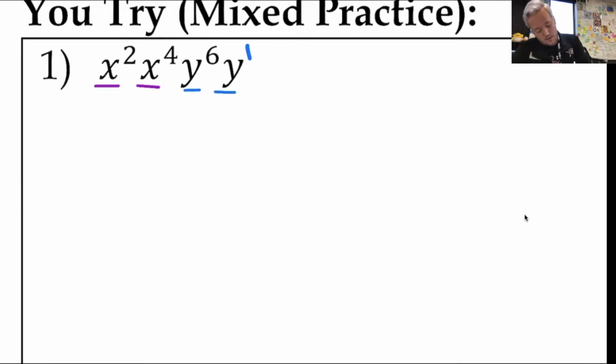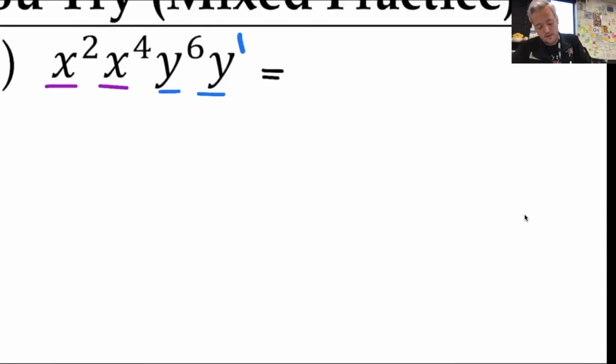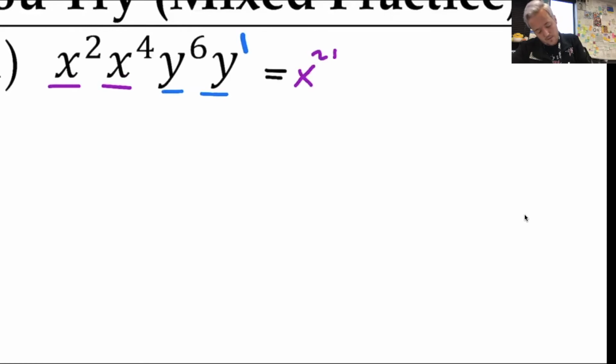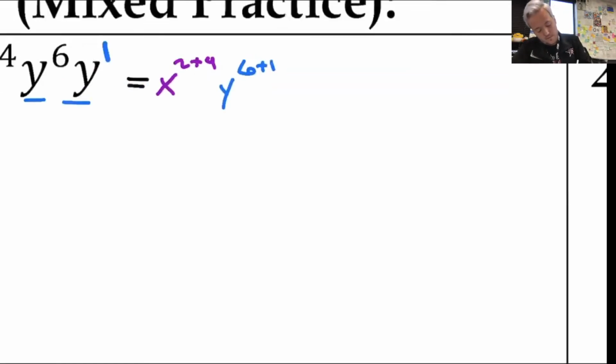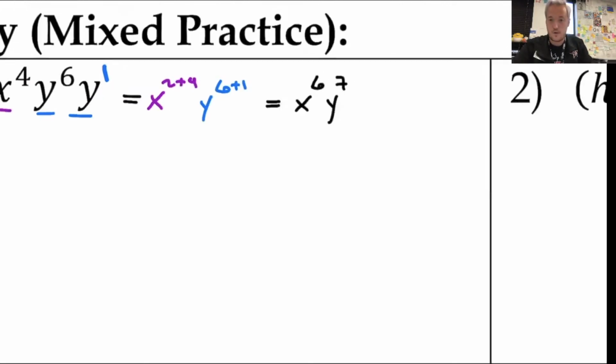So what's going to happen here is I'm going to have x squared, and then add that 4. Then I'm going to have y to the 6th, and add 1. All right, so based on this, I'd have x to the 2 plus 4, which gives you x to the 6th, and then 6 plus 1, which gives you 7. So x to the 6th, y to the 7th would be your simplified answer.